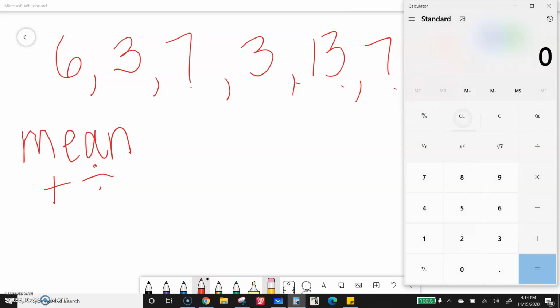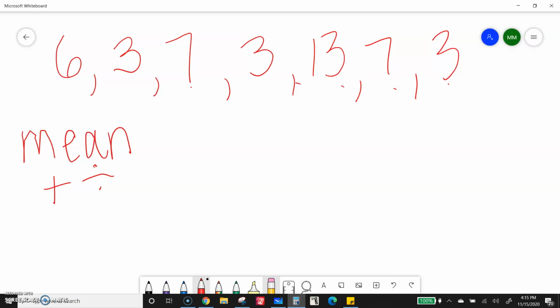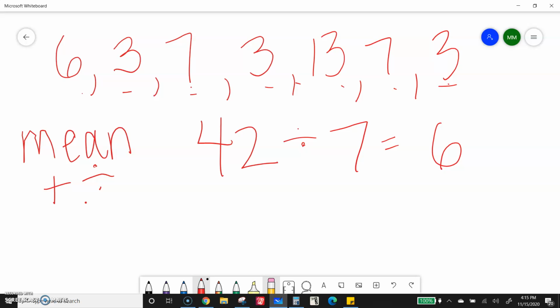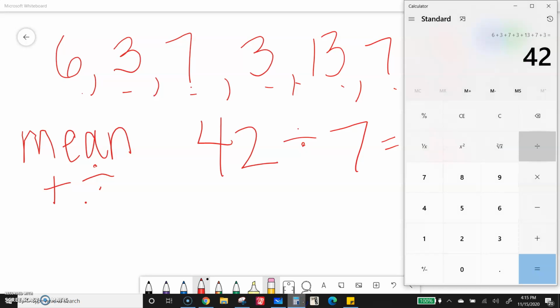So let's start there. 6 plus 3 plus 7 plus 3 plus 13 plus 7 plus 3. I know my calculator covered some of those up, but trust me, I get 42. My next step is to divide, and what do I divide by? Well, how many numbers there are? 1, 2, 3, 4, 5, 6, 7 numbers. So I divide by 7. That gives me 6. So that is your mean.